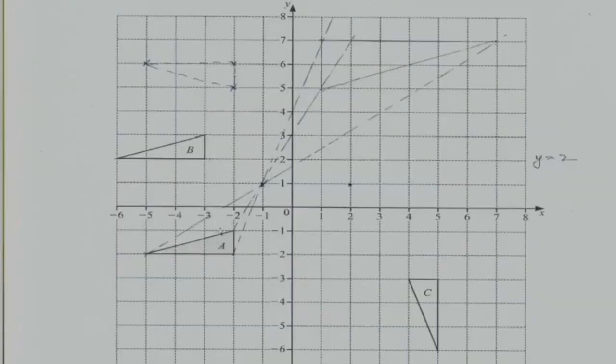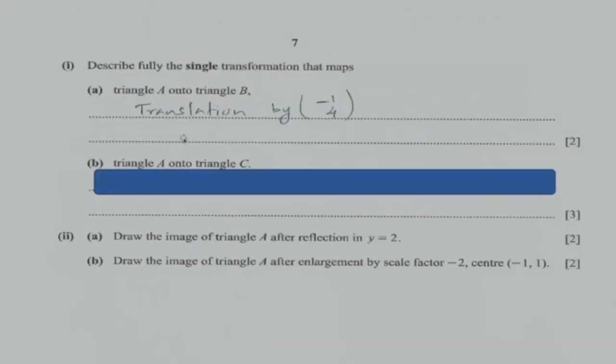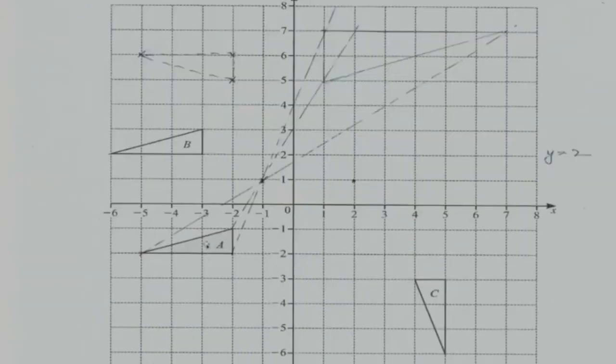Triangle A onto triangle B means minus 1, 4. Triangle A onto triangle B is the translation by minus 1, 4. Next, triangle A onto triangle C.